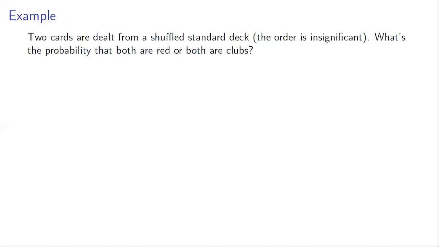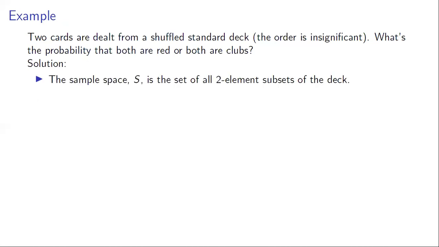So the first thing that's often helpful to do is to figure out what the sample space is. The sample space S is the set of all two-element subsets of the deck, right? In other words, all possible groups of two cards that you could make from the deck. What is the cardinality of S? Well, there are 52 cards in the deck, and we're taking a two-element subset. We're just taking a group of two cards, and order doesn't matter. So the cardinality of S is 52 choose 2.